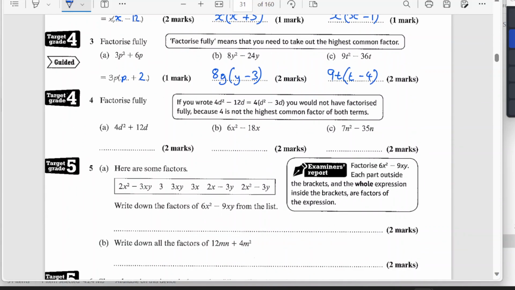Okay, for this one then, we're looking at taking out our common factor of 4d, and we'd need to times 4d by d to get 4d squared, and by plus 3 to get 12d. For part B, this time we take out 6x.